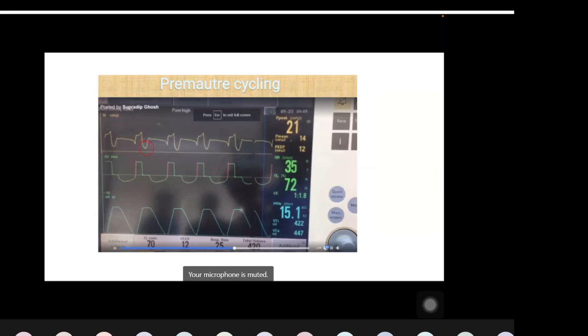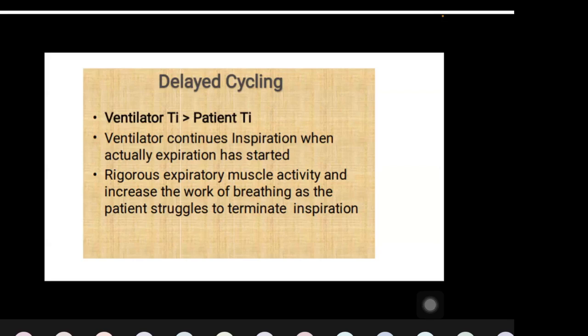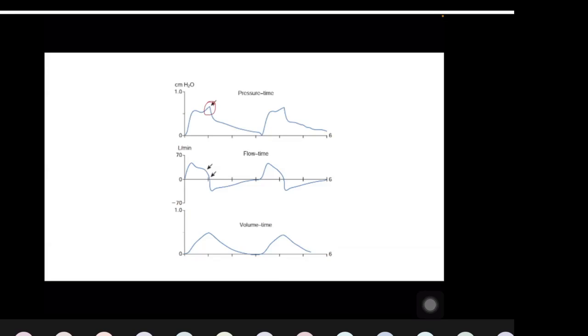Then delayed cycling means the ventilator inspiratory time is higher than the patient's neural inspiratory time. The ventilator continues inspiration when expiration has actually started on the patient's side. So the ventilator is continuing inspiration or giving the flow, but the patient has started exhaling. The sudden exhalation will cause the pressure to rise and a sudden fall in the peak expiratory flow on the flow time curve. In this way, we can identify delayed cycling. So these are the various types of asynchrony.